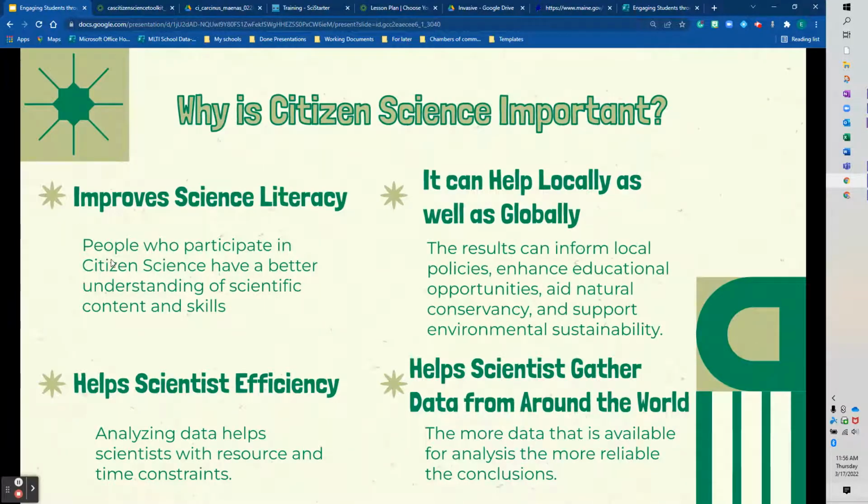But why is it important? Even if you're not a science teacher, I've always been of the philosophy as a science teacher that I want to integrate as much of the other curriculums, of the other subjects, into my science class as I possibly can. That's just how my brain works. But we can improve science literacy in all of the classes as well.